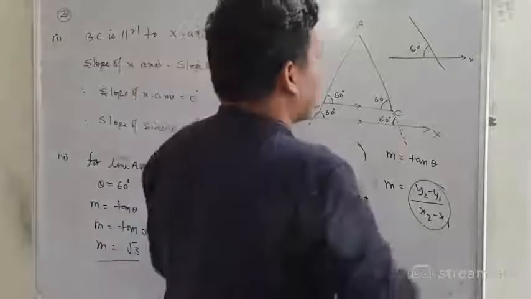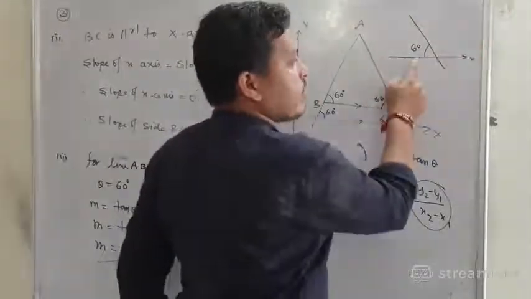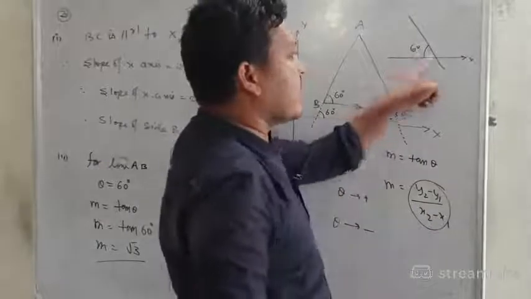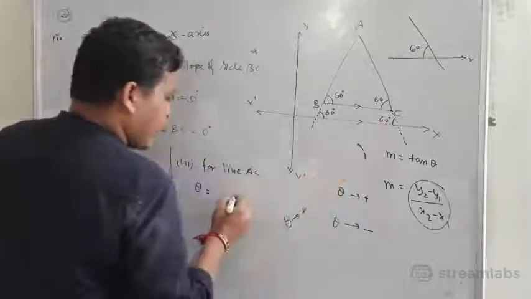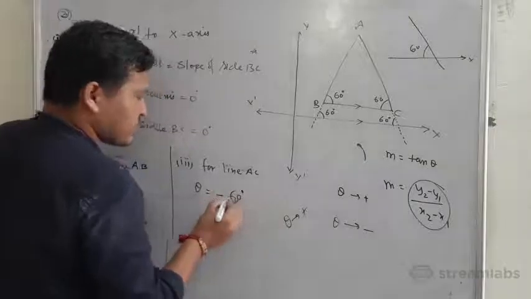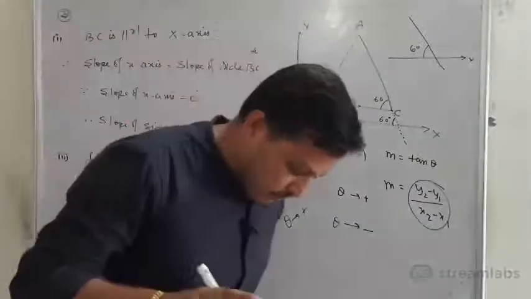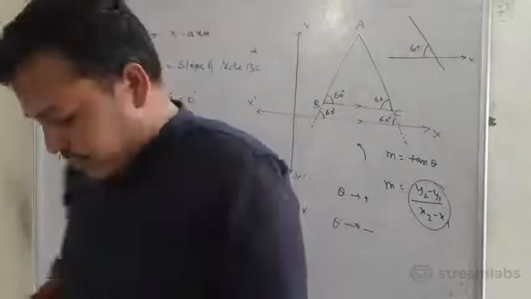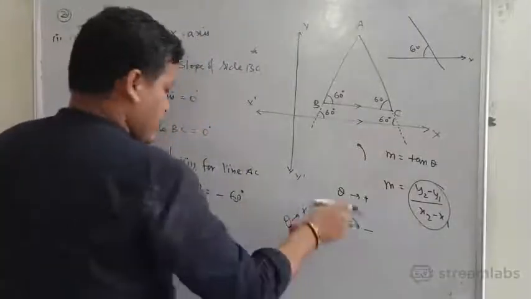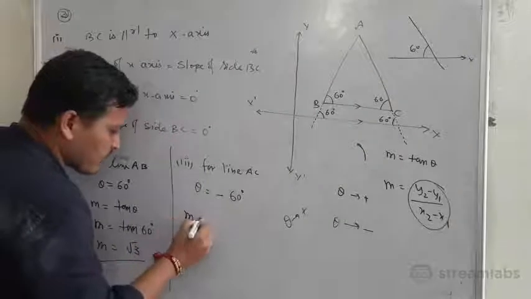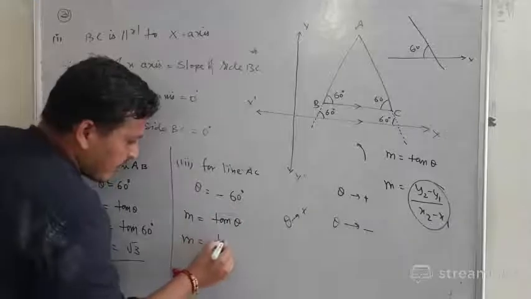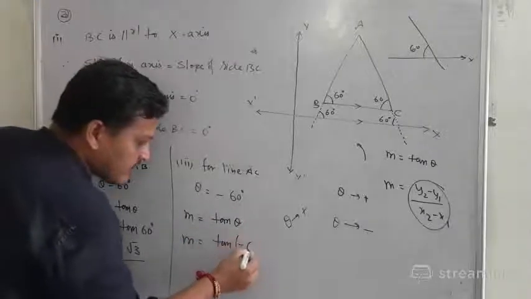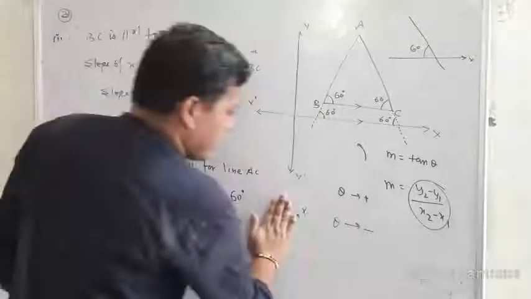Otherwise you can say the angle measurement is clockwise, because the 60 degrees is not from there, it is from here. So this time theta will be negative. So we can write theta is equal to 60 degrees, but here we use minus 60 degrees. Listen, a very important thing is given here. Theta is equal to minus 60. So m is equal to slope, tan theta. So m is equal to tan of minus 60 degrees.